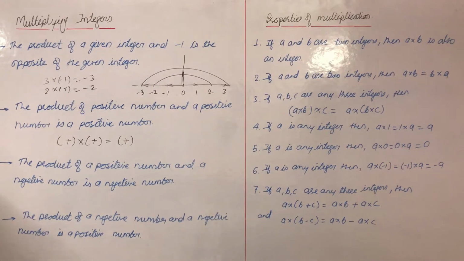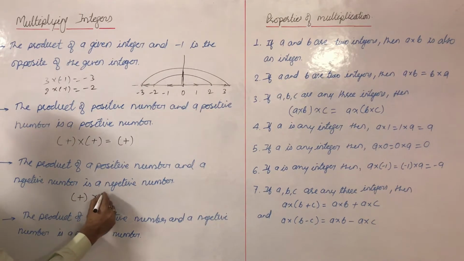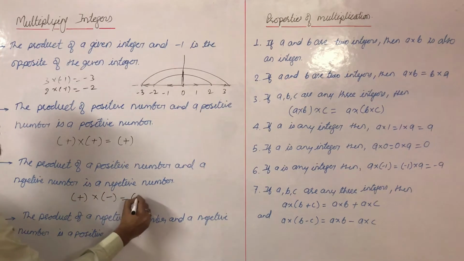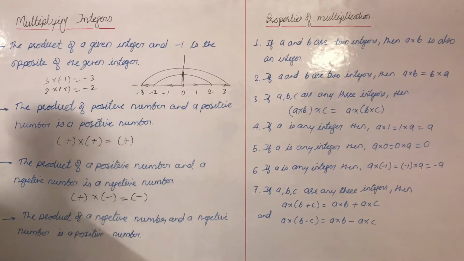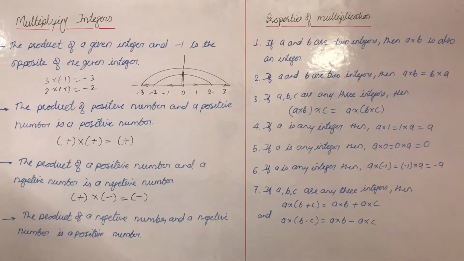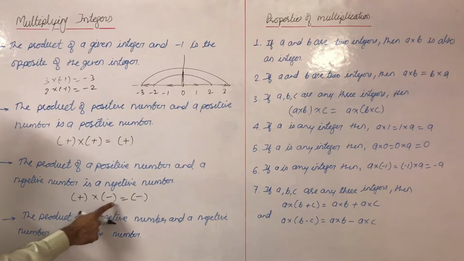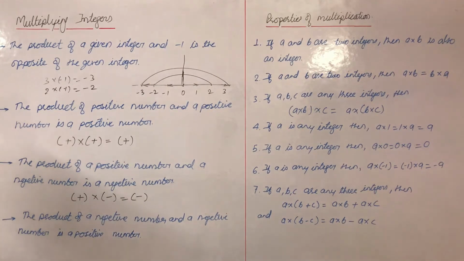Then the product of a positive number and a negative number is a negative number. I'm not writing negative; simply by this sign we can understand that it's a negative number. So positive multiplied by negative is a negative number.